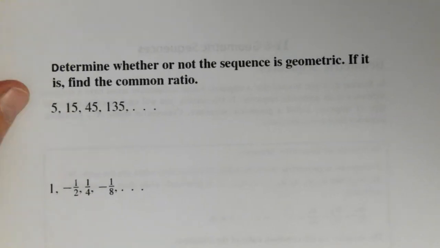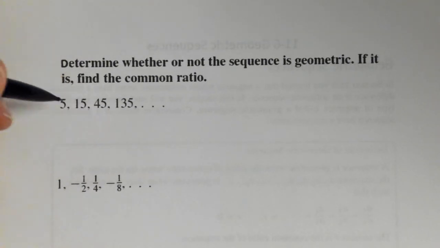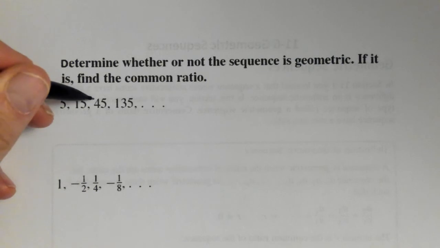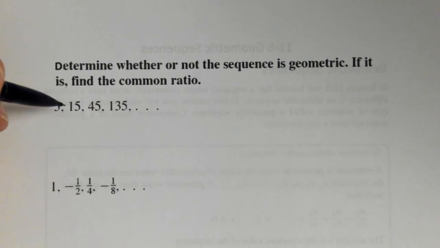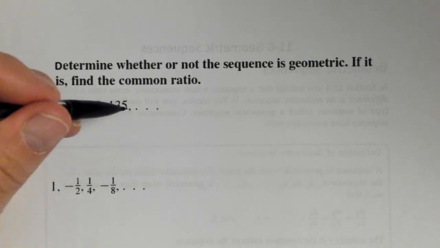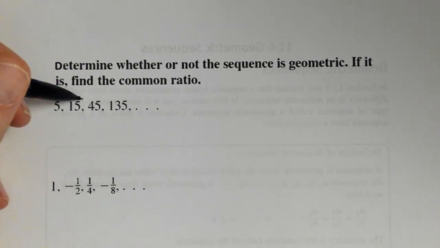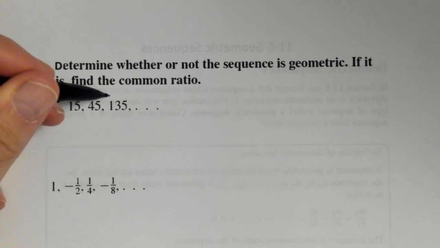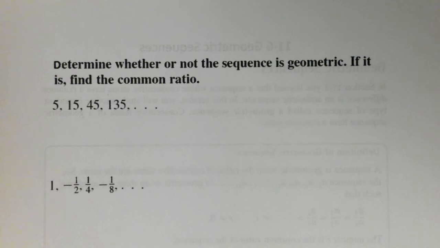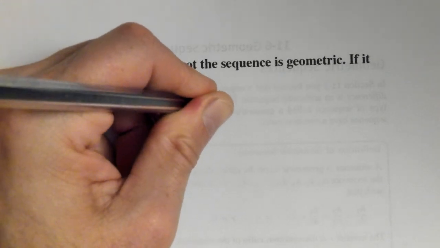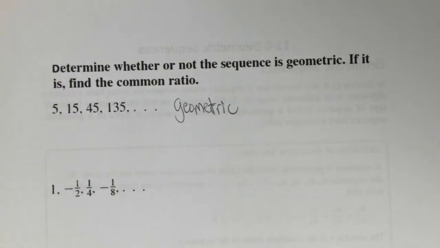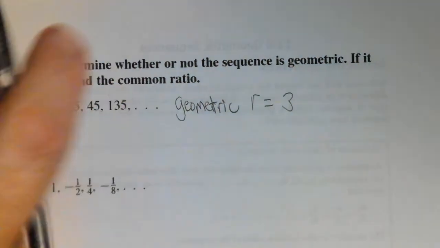Okay, so what we need to do is take a look at the sequence. We need to see if it's multiplying by a common ratio every time, multiplying by the same number to get the next number. So to quickly verify that, 5 times what gives you 15? Times 3. All right, so let's make sure it works for the entire sequence. What's 5 times 3? 15. What's 45 times 3? 135. And so I think it's safe to say that this is a geometric sequence. Okay. And the common ratio is 3. All right, so there you go.